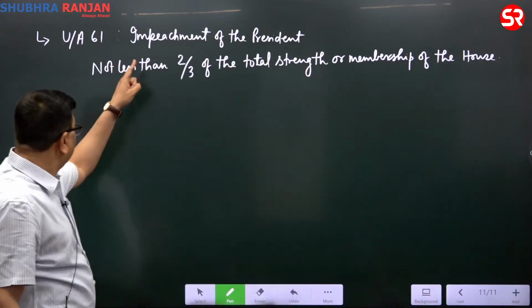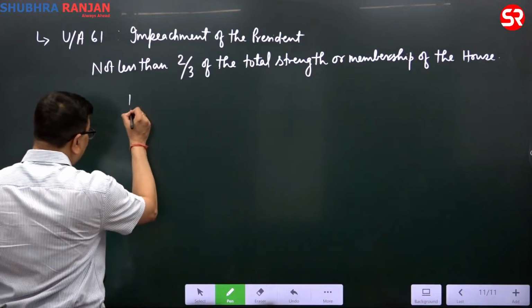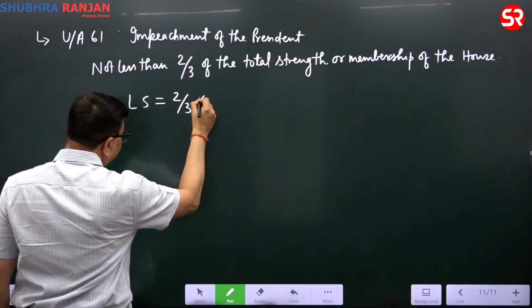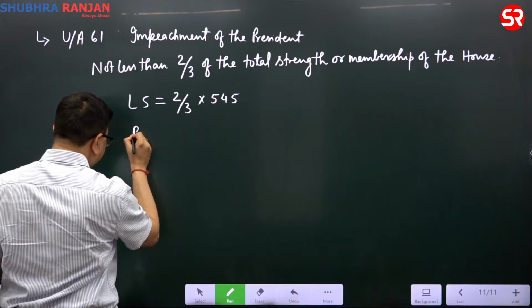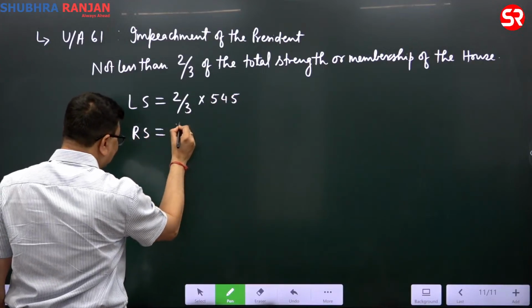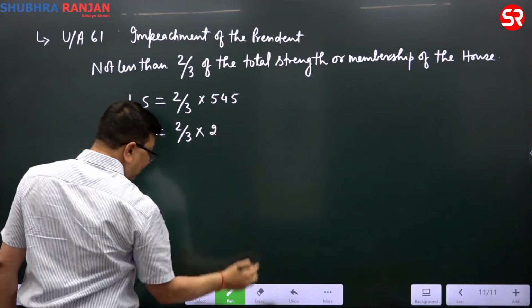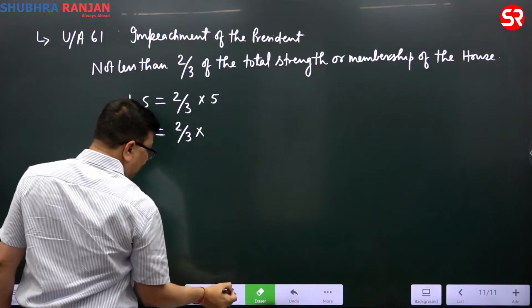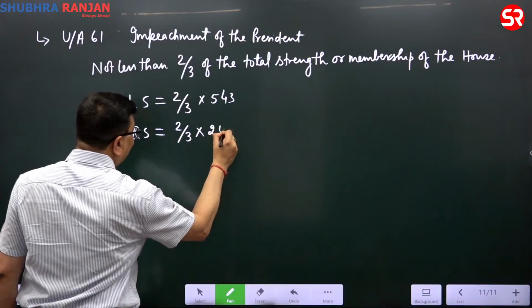Now, this majority is a fixed one. In the Lok Sabha, it will be 2/3 of 545. In the Rajya Sabha, it will be 2/3 of 245.